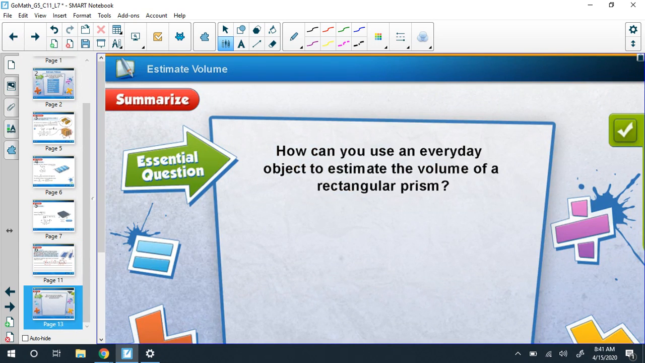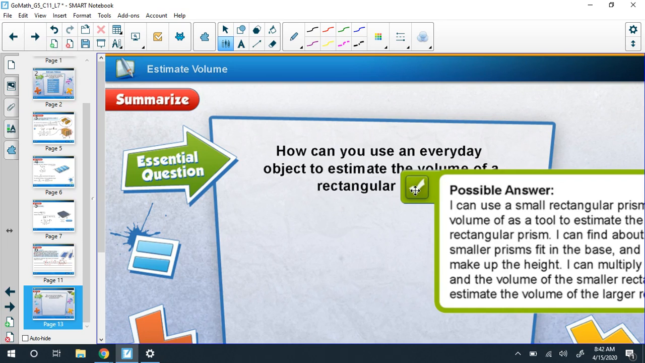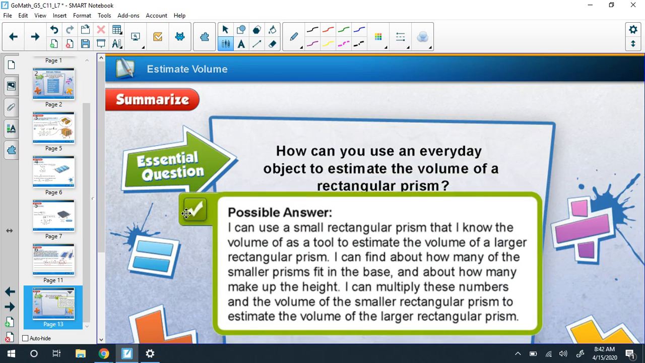All right, so going back to our essential question, it is how can we use everyday objects to estimate the volume of a rectangular prism? And looking at the answer here, it says that I can use small rectangular prisms that I know the volume of as a tool to estimate the volume of a larger rectangular prism. I can find out about how many of the smaller prisms fit in the base and about how many make up the height. I can multiply these numbers and the volume of the smaller rectangular prism to estimate the volume of the larger rectangular prism.